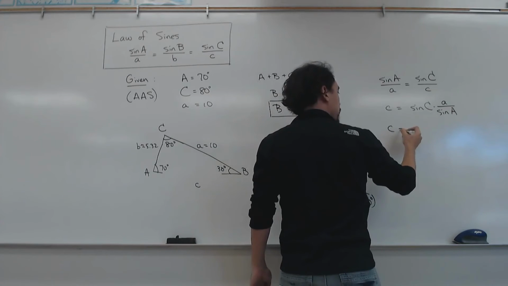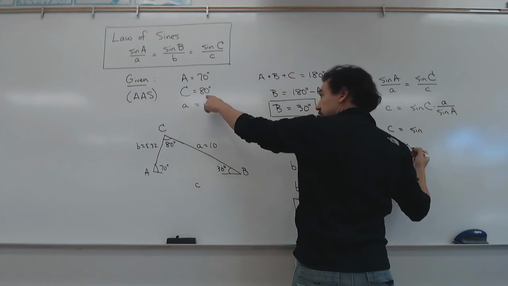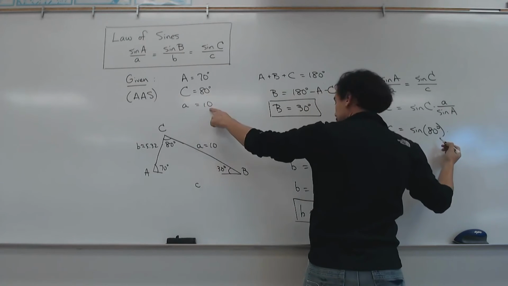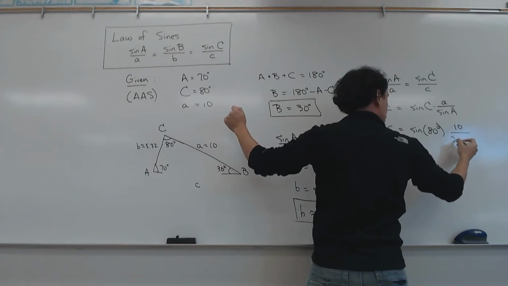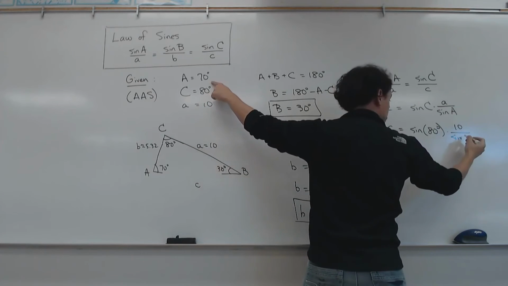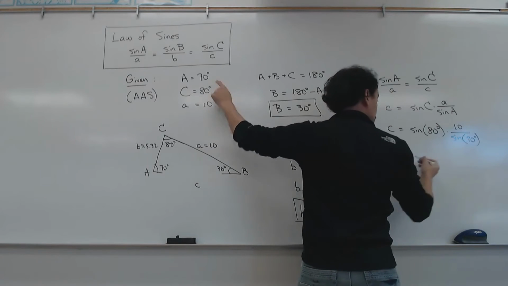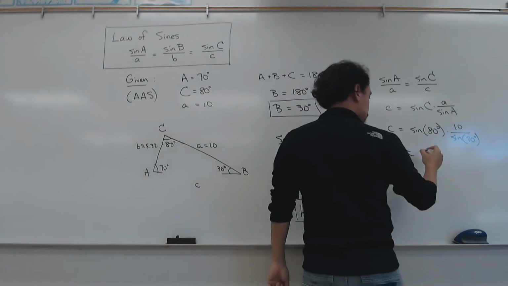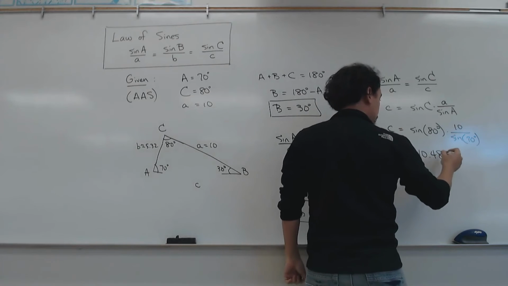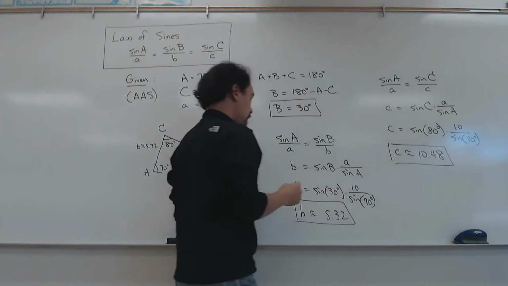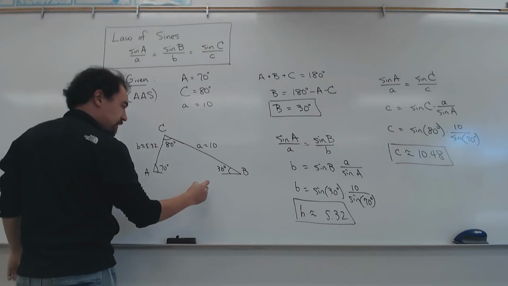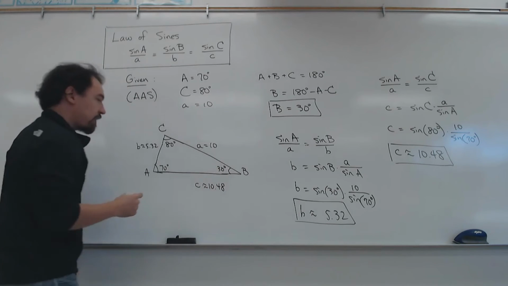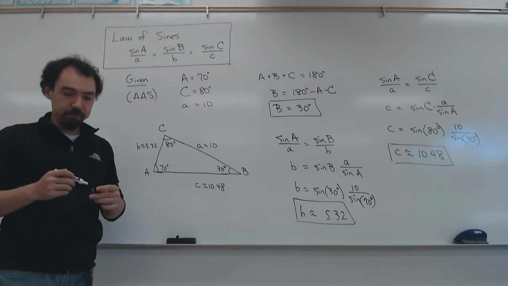If we plug this into a calculator, we will find sine of capital C is 80 degrees, lowercase a is 10, and then sine of capital A is 70 degrees. So, calculator says c is approximately 10.48. So now we have c is approximately 10.48, and we have the complete triangle, all of the information.